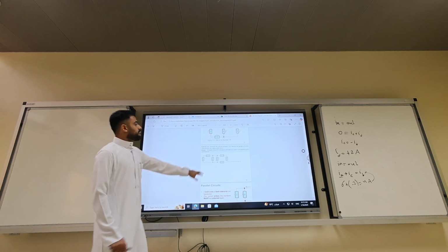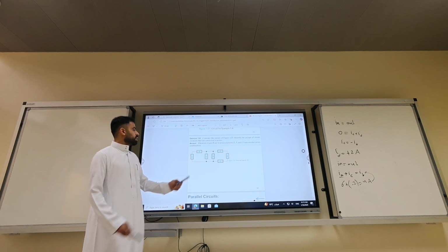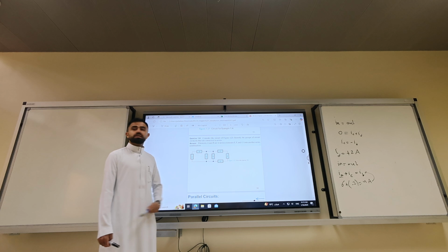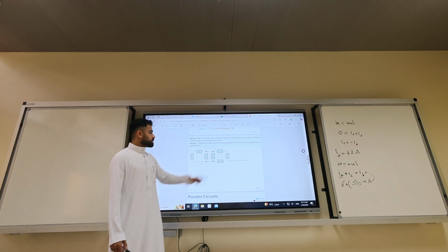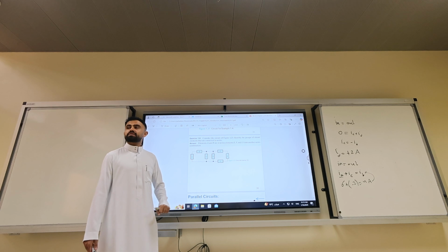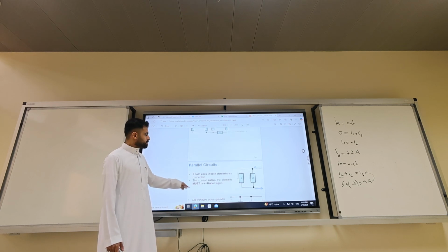Consider the circuit of figure 1-23. Identify the group of circuits that are connected in series. What do we have? A and B are in series. E and F and G are in series. Okay? E, F, G, series. A and B in series. C and D, they do not have series elements. In series. You did it in high school, right?